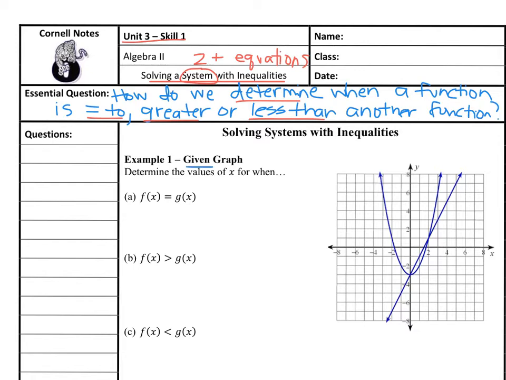It says given a graph. There are a couple of different types. They're going to give you a graph for some of them and sometimes they're not. It says determine the values of x for when f of x is equal to g of x.